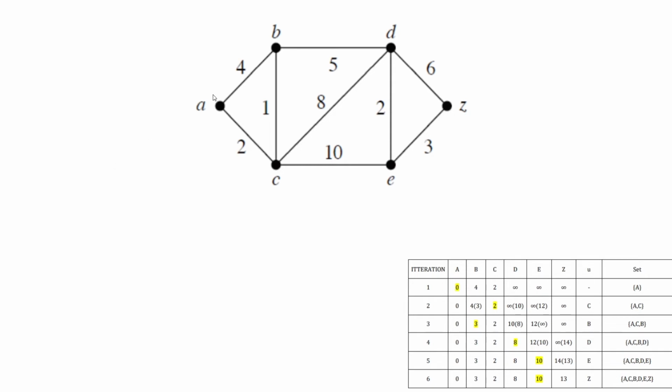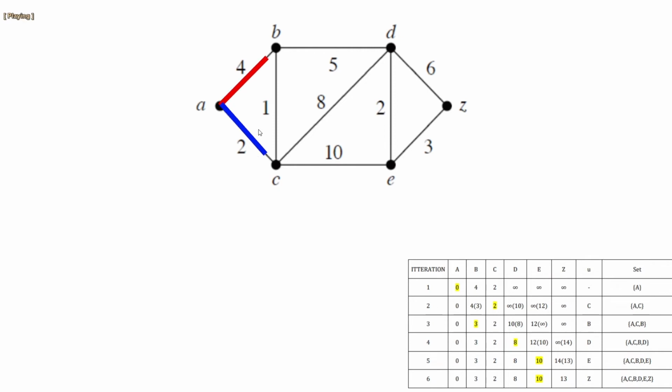And then with respect to A, we can see all the possible paths, which is from A to C, which is 2, so we put 2 here. From A to B, which is 4, we put 4 here. From A to D is unknown, so we put infinity. Same for E, infinity, and same for Z, also infinity. So we choose A, set A.